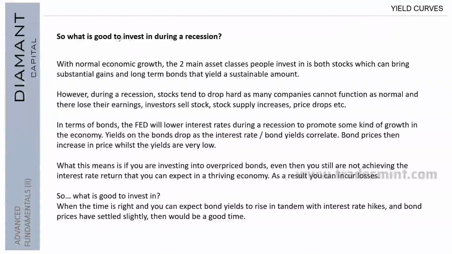So what's good to invest in during a recession? Now, with normal economic growth, the two main asset classes that people invest in are stocks, which can bring substantial gains. You might see 20% gains in 1 year. And the second type is long-term bonds that yield a substantial amount. And that's exactly what we see, where the yield is higher during normal economic growth.